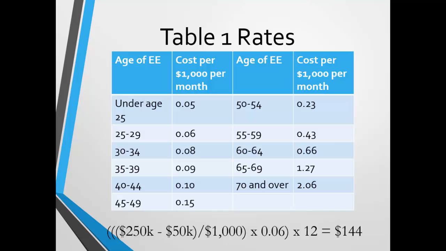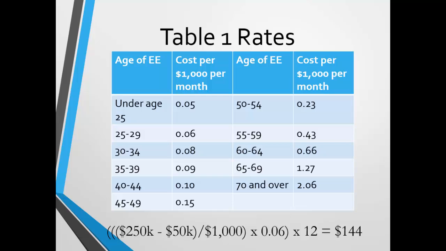Note that the different ages in the table, as you get older, it costs a little bit more. And this cost is per thousand per month. So with the example I have below, I have somebody who is, let's say, 26 years old, somewhere in that 25 to 29 age category, which means they're paying 6 cents per month for each $1,000 over that $50,000 limit.